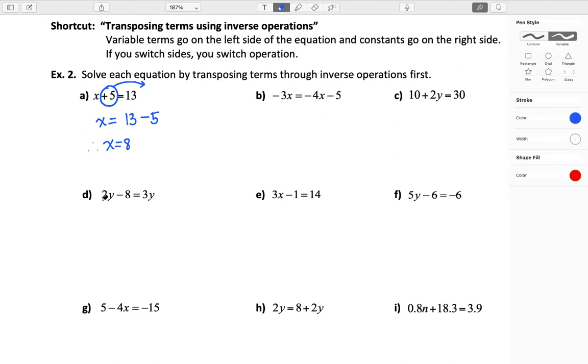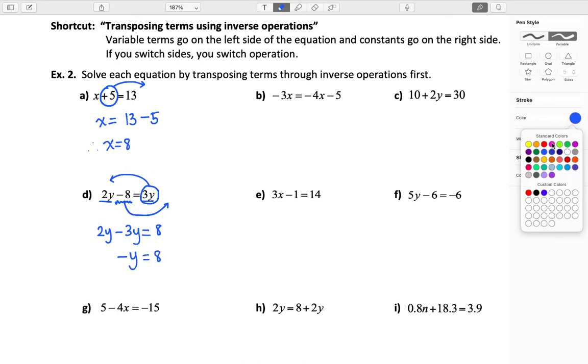So what about letter D? It looks like we have two like terms here, 2y and 3y, and negative 8. So let's collect the like terms by bringing 3y to the left side, and we're moving negative 8 to the right side. So I have the variable on the left and the number on the right. On the left side I have 2y minus 3y, and on the right side I have 8. So 2 minus 3 gives me negative 1y equals 8.